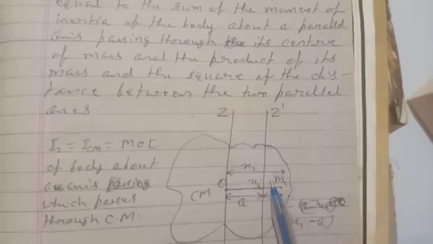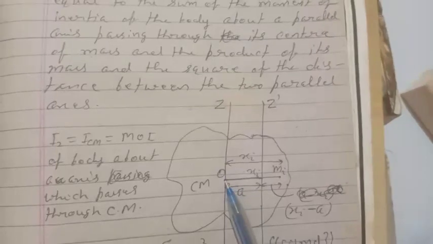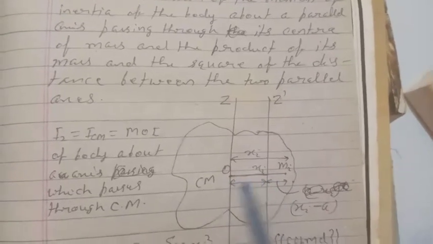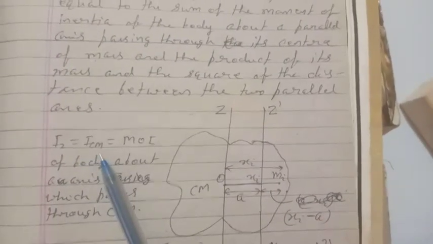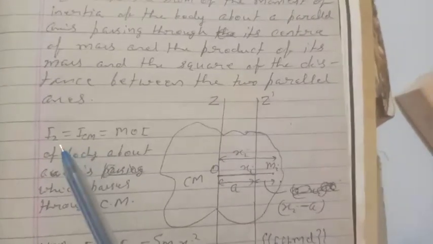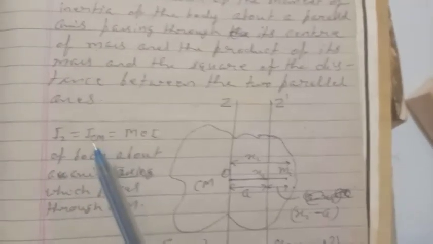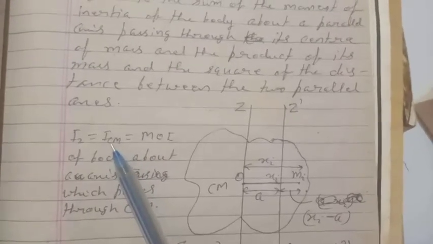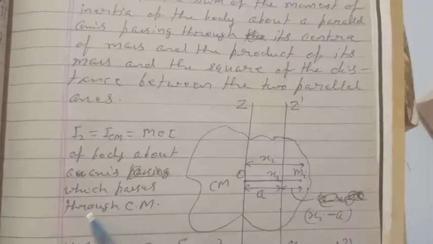Then the moment of inertia about this axis will be equal to the moment of inertia about the axis passing through the center of mass, plus the mass of the body multiplied by the square of the distance between these two axes. Let Iz equal ICM, that is center of mass. This represents the moment of inertia about the z axis, and the z axis is passing through the center of mass, we are assuming. So ICM is the moment of inertia of the body about an axis which passes through the CM.